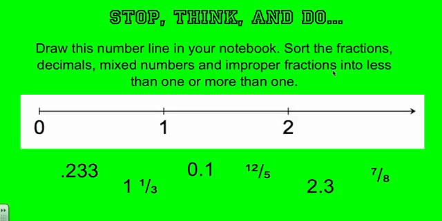Now we'd like you to stop, think, and solve this problem. So you need to draw this number line in your notebook. Sort the fractions, decimals, and improper fractions into less than 1 and more than 1 categories. If you can, as a challenge, try to sort them from smallest to largest.